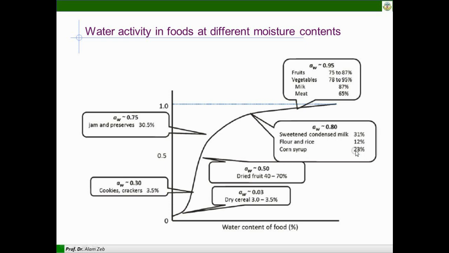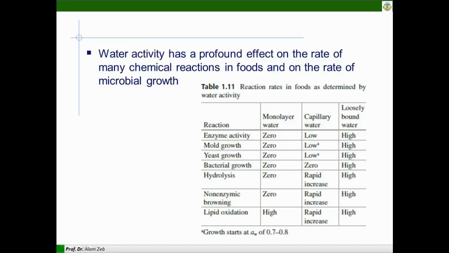Similarly, fruits contain 75 to 87%, vegetables 78 to 95%, milk and meat higher than 60%, and they have water activity of 0.95. Thus, they are more subject to microbial action. Water activity has a profound effect on the rate of many chemical reactions in food and on the rate of microbial growth. That's what we discussed.